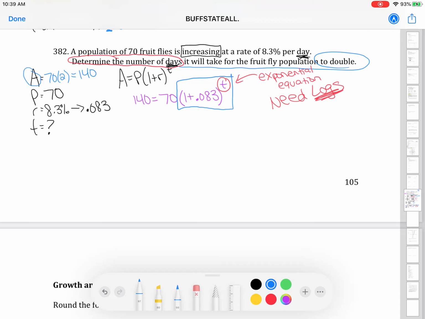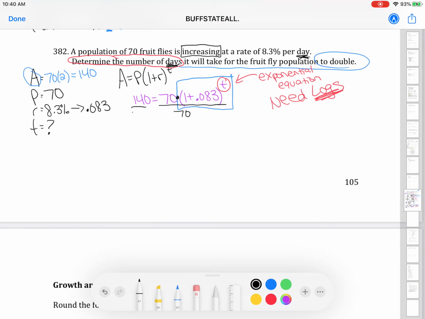1 plus 0.083 is inside of the parentheses. So that's all that's being raised to the t. The 70 needs to move to the other side before I can take the log of both sides. You're used to seeing the sides of this equation flip-flopped. If you want to flip-flop them, go for it. But because you're going to need to see it in this setup, I'm just going to continue on like this.